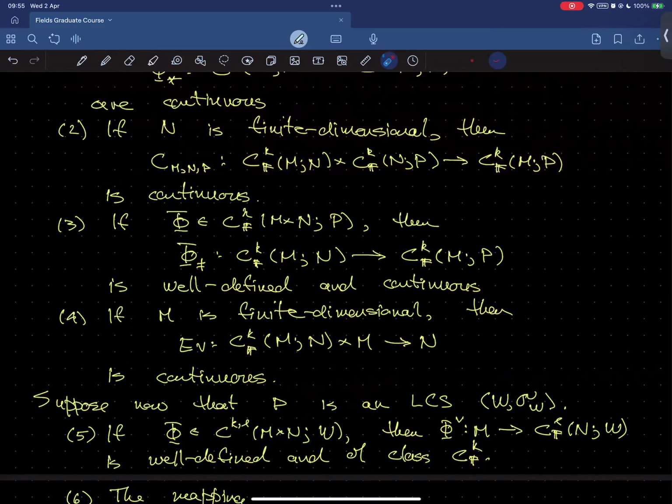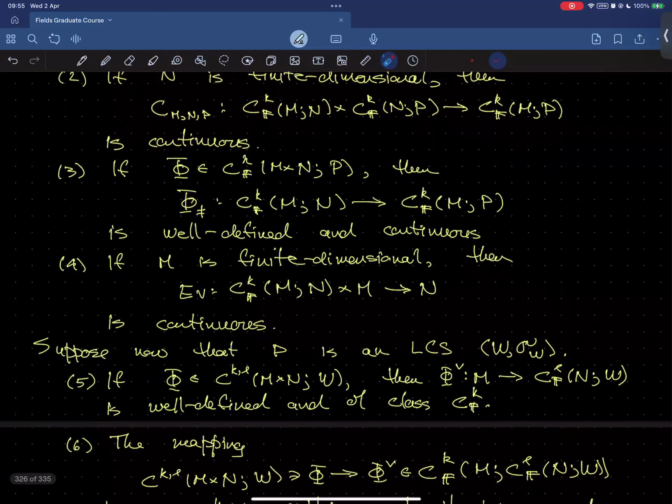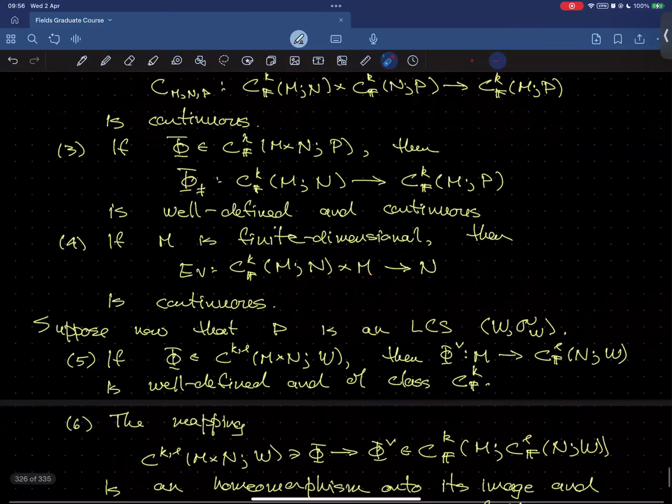All right, the dagger mapping. That's always well defined, first of all, and then continuous. The evaluation mapping. So again, for the compact open topology, for continuity of the evaluation mapping, we required the domain to be locally compact, which means finite dimensional in this case. So M is finite dimensional, and then that one's continuous. Okay, so space of mappings, manifold.